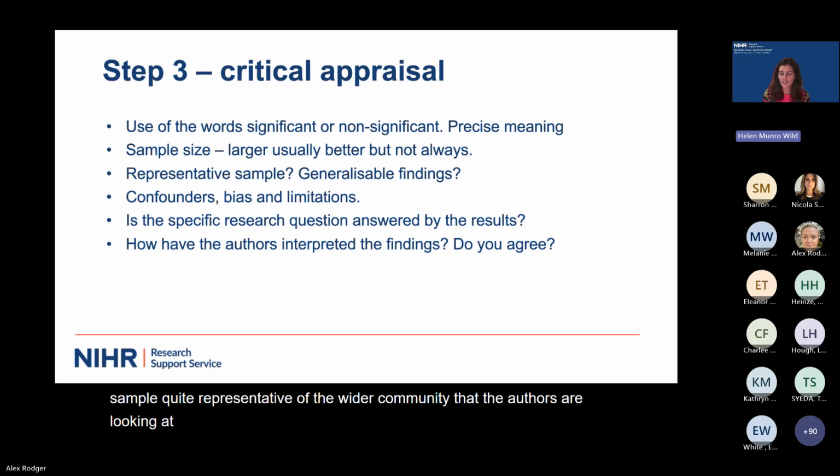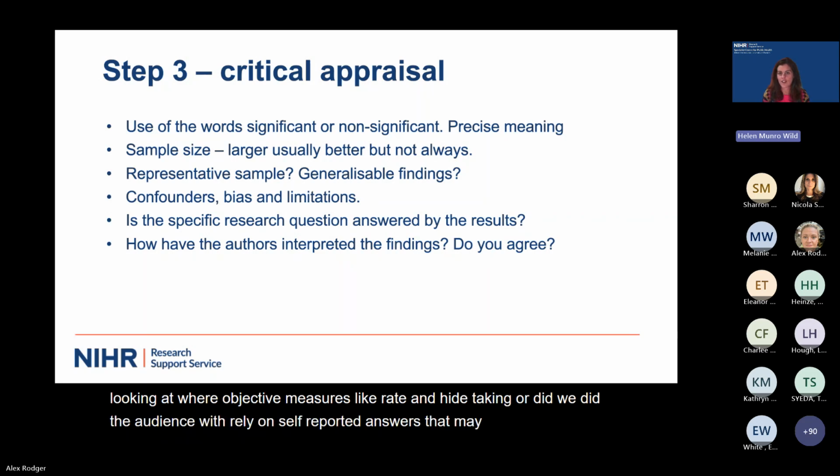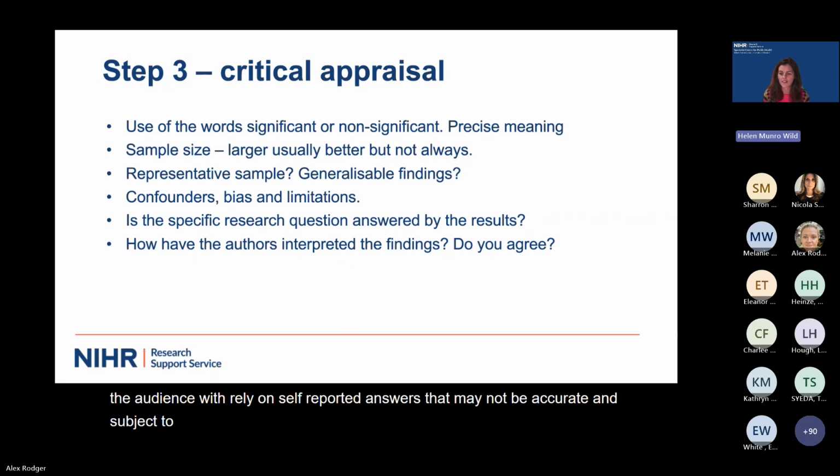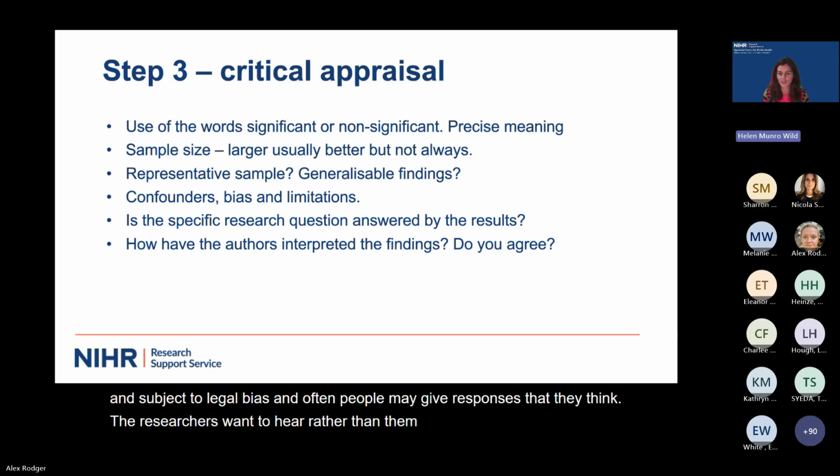Were objective measures like weight and height taken, or did the authors rely on self-reported answers that may not be accurate, subject to recall bias, and often people may give responses that they think the researchers want to hear rather than perhaps a more objective position on the answer to the question they're answering.